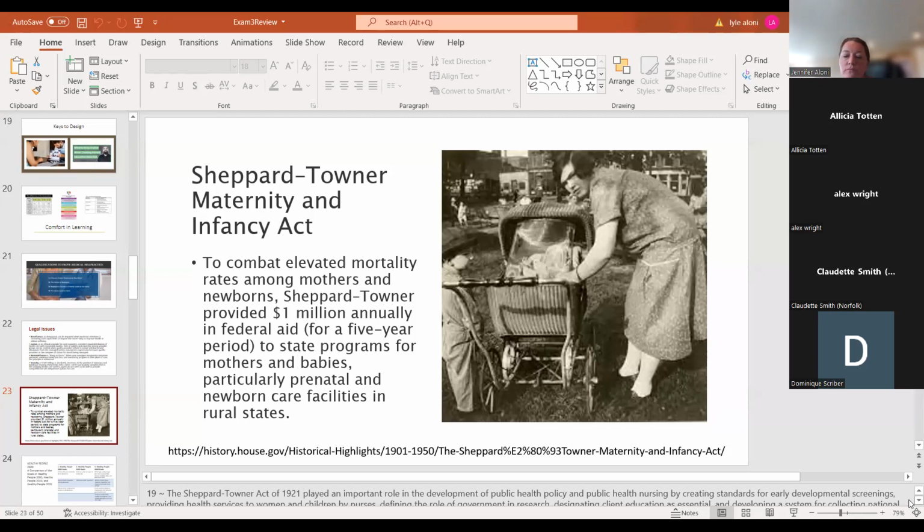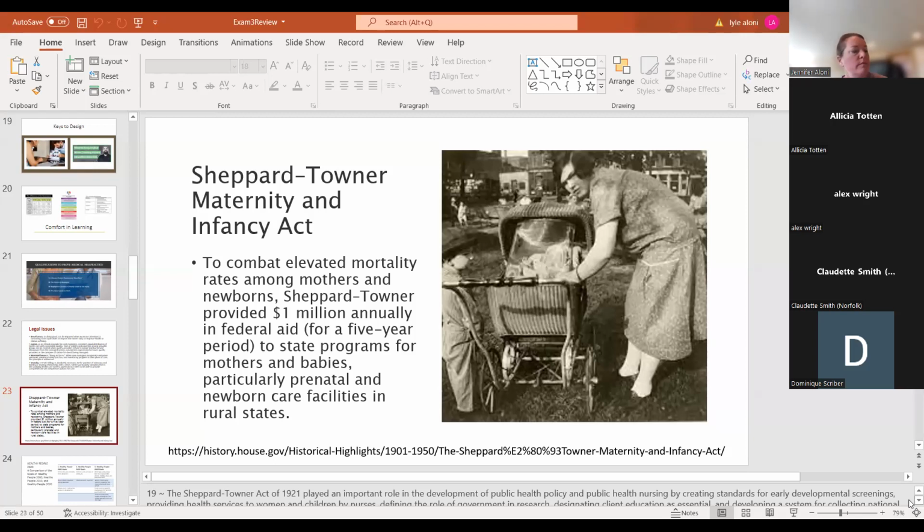Help provide education to mothers and children. Good, and give me specifics. What kind of screenings did we have? Public health screening, vaccine screening. No, we had early developmental screenings, like is this kid walking and talking and doing what they should at this point? Then we also had the role of what in research?